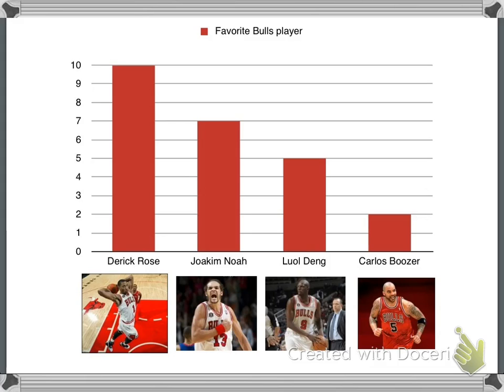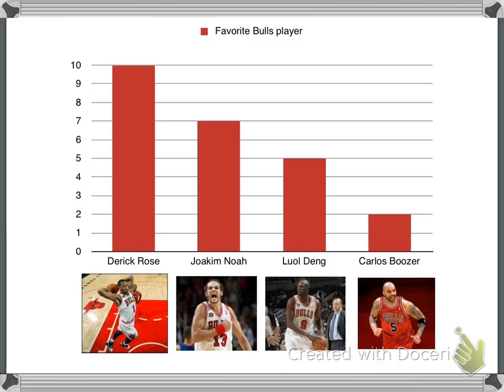If you said Derrick Rose, you are correct. Now, I'm going to help you figure that out. Why is it Derrick Rose? Well, if you see here, his bar on the bar graph is the tallest bar. And if you look closely, the top of the bar ends at 10. So he has 10 votes. And 10 votes is more than anyone else because you can tell that these bars are all shorter.